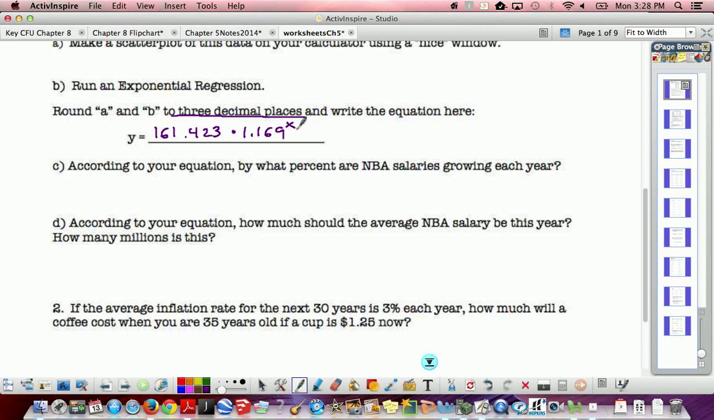So it says in part C then, according to your equation, by what percent are NBA salaries growing each year? That's what this value helps us figure out. Remember that this value is either 1 plus or minus, in this case plus, the percentage rate that it's going up by. So if I ignore the 1, my percentage rate is 0.169, which tells me that the rate of change is going up by about 16.9% each and every year. So 16.9% growth each year.